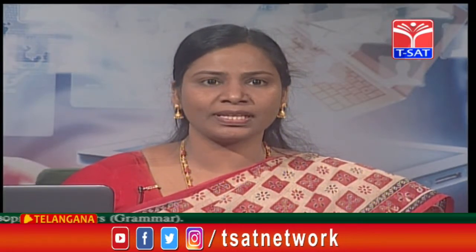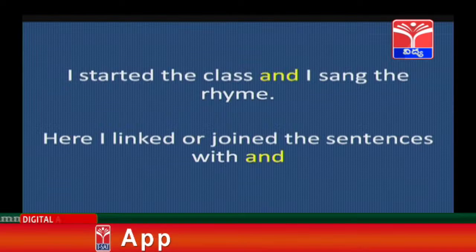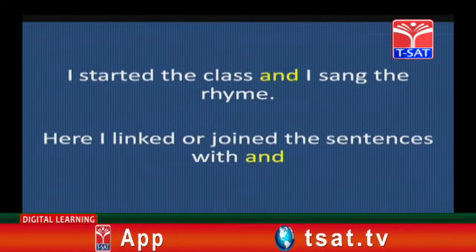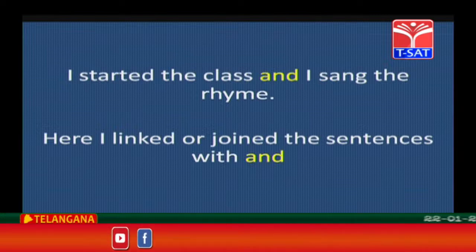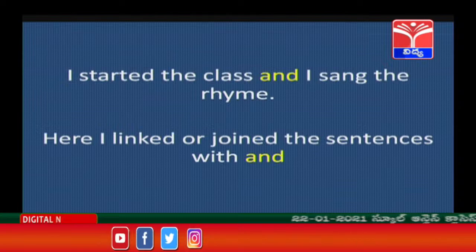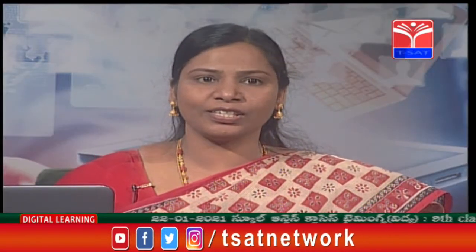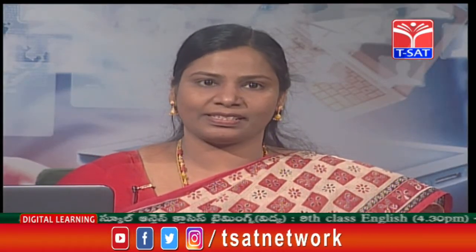Now, one thing happened very soon after the other. I started the class. I sang the rhyme. But I want to combine these two sentences. I started the class and I sang the rhyme. Here, I linked or joined the sentences with and. Here, and is used to link the sentences.